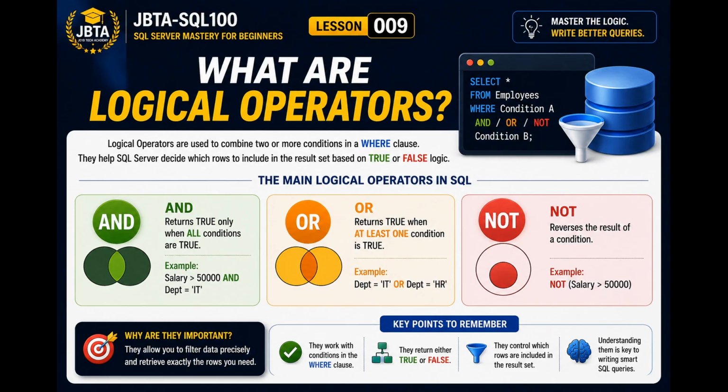Logical operators are used with the WHERE clause. They combine one or more conditions. SQL Server evaluates every condition as true or false. AND, OR, and NOT are the three primary logical operators. They control which rows appear in the final result set. Golden rule: logical operators don't store data. They help SQL Server make the right decision about which data to return.